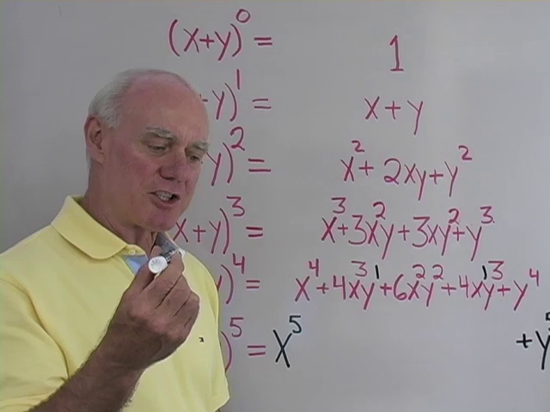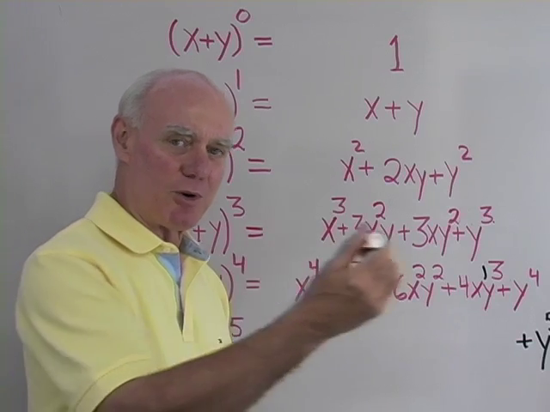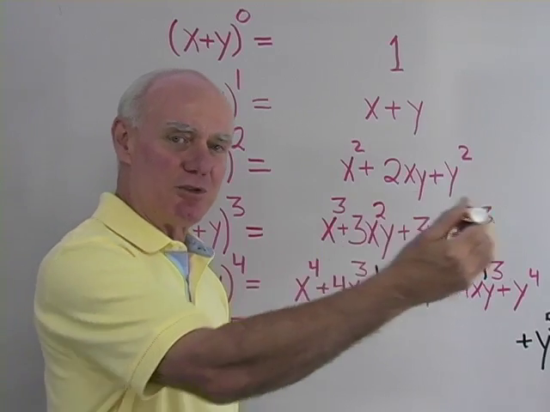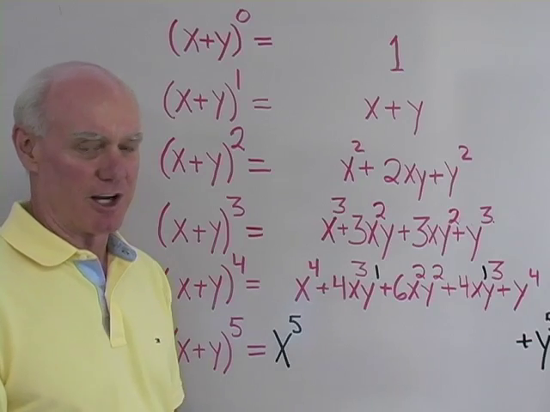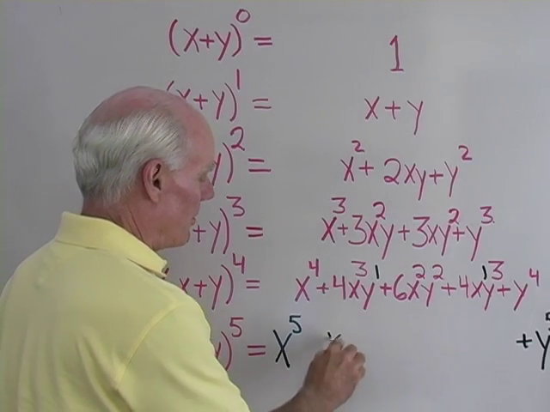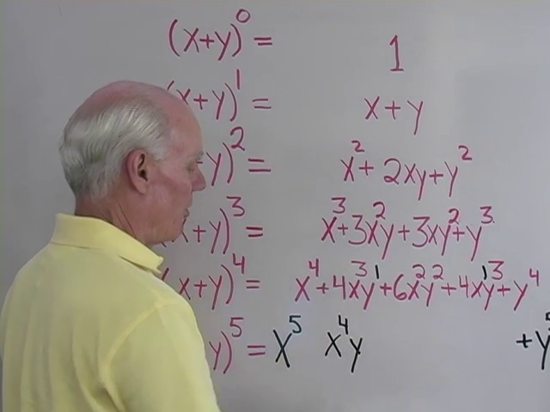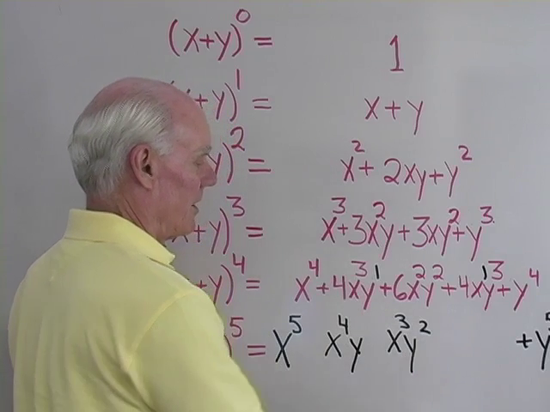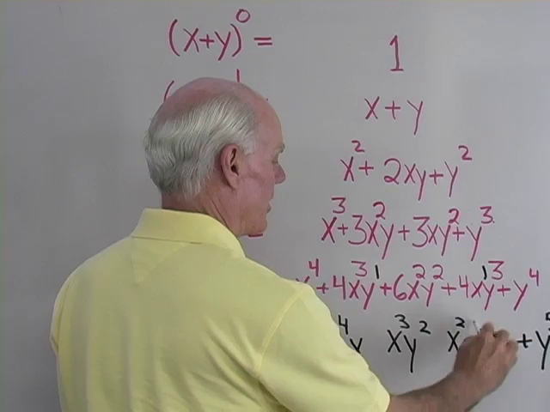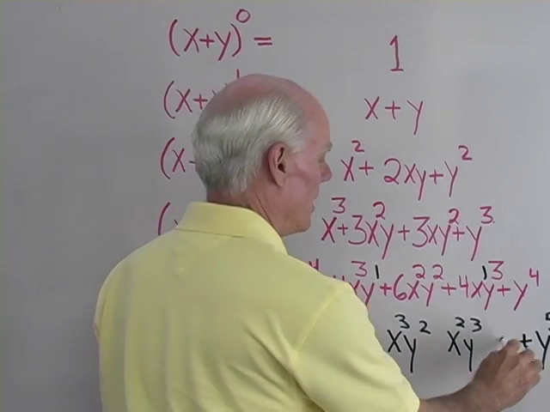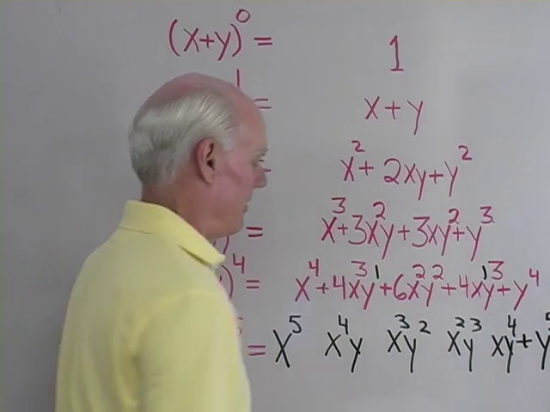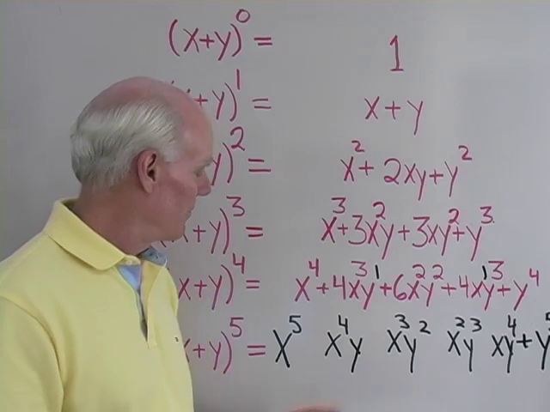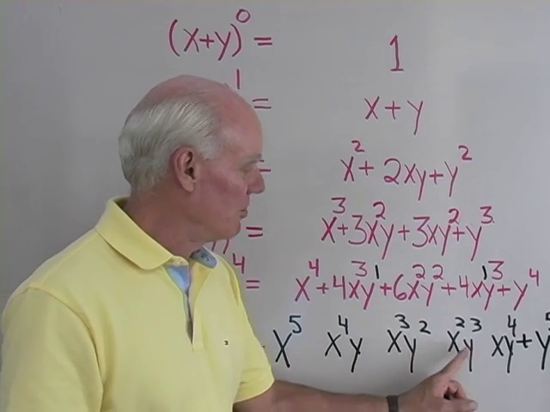So it looks like whatever exponent I start with on the variable, it decreases from that exponent down to an exponent of 0, and the other variable will start with an exponent of 0 and then increase by 1 up to whatever power is right here. So I'm going to say that my second term should involve x to the fourth, y to the 1. The next term will be x to the third, y squared. The next term will be x squared, y cubed. And the term after that should be x, y to the fourth. So there I go, x to the fifth, x to the fourth, x to the third, second, x to the first, x to the 0. Y to the 0, y to the 1, y to the 2, to the third, to the fourth, to the fifth.